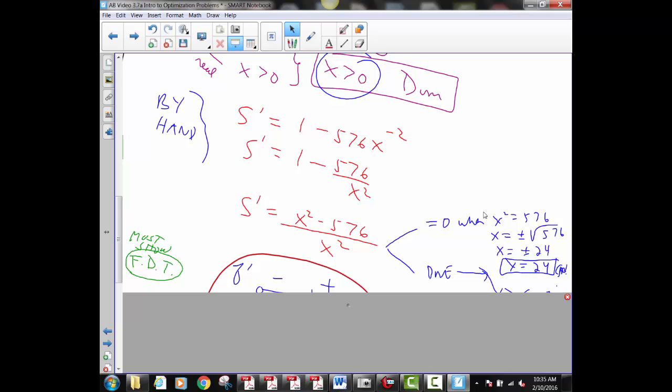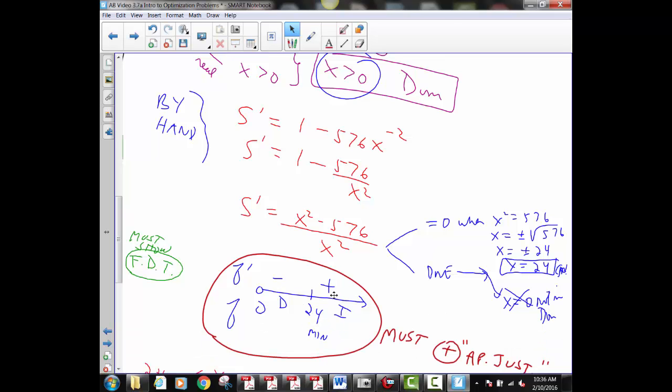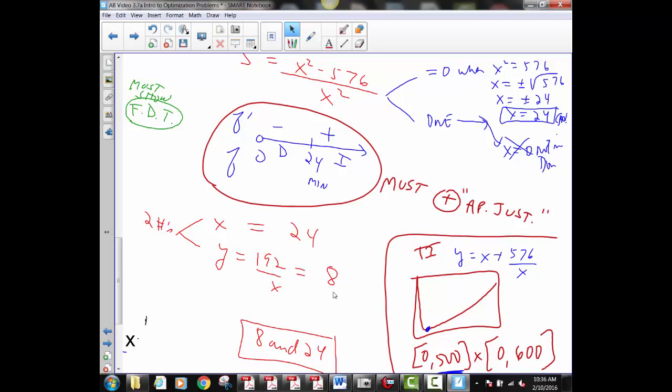When is it equal to 0? When the numerator is equal to 0, which is when x equals plus or minus 24. But remember, our domain is all positive numbers. It doesn't exist at 0, but 0 is not in the domain. Keep in mind that this limited domain will give you a number ray. So you have one and only one critical number, 24, and you find out that there is a minimum at 24.